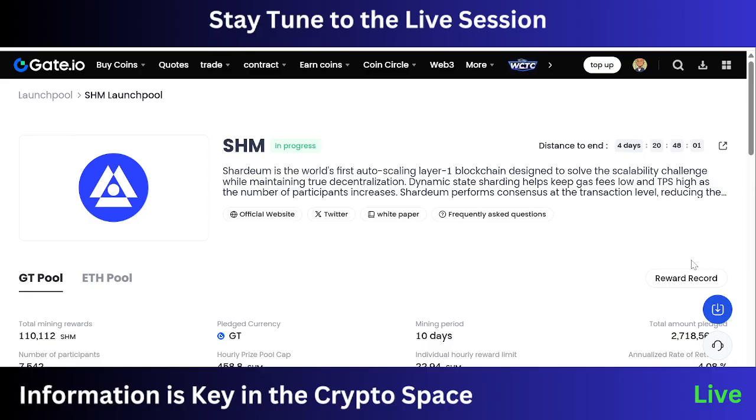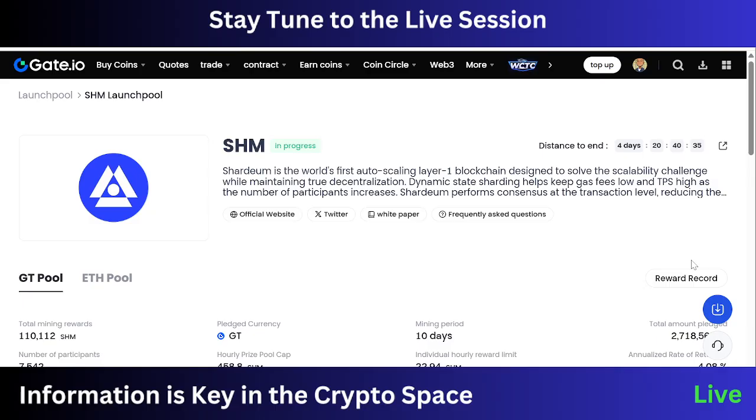And apart from that, we've also been able to look into understanding what the Gate.io Launchpool is, and how to participate in the Gate.io Launchpool.